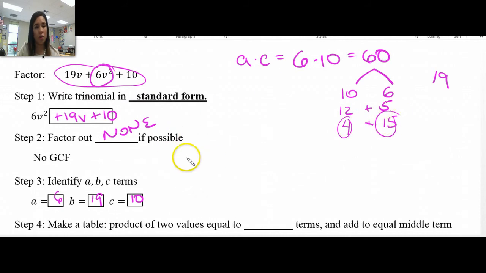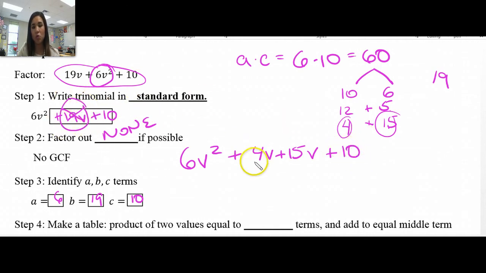Now we're going to go ahead and rewrite this middle term using the two factors that we found. So that would be 6v squared plus, remember, instead of 19v, I'm going to replace it with a 4v and a 15v. So I'm going to write it as 4v plus 15v, and then plus 10. So again, all we did is we replaced this middle term with these two terms. So let's go from there.